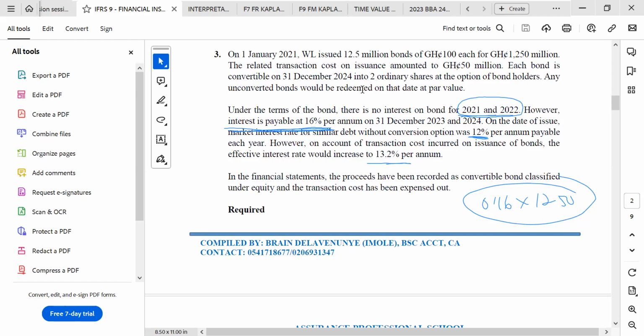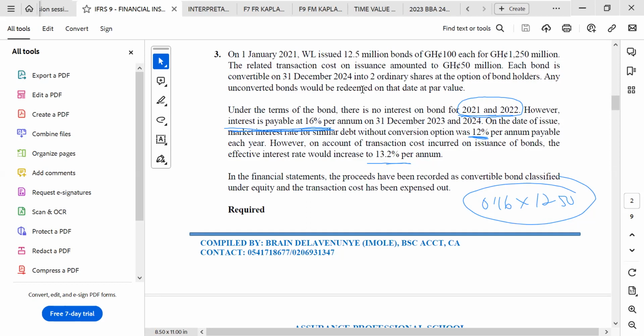Since you're not paying interest for the first 2 years, it doesn't mean they are not going to pay the interest at all. They are giving them some period where they are going to pay the interest together with other interest in the subsequent year. It doesn't mean that it is free. So they factor the interest for 2021 and 2022 into 2023. That's why they are paying a higher interest. So it doesn't mean there's no interest payment for 2021 and 2022. The interest payment has been shifted to the subsequent years.